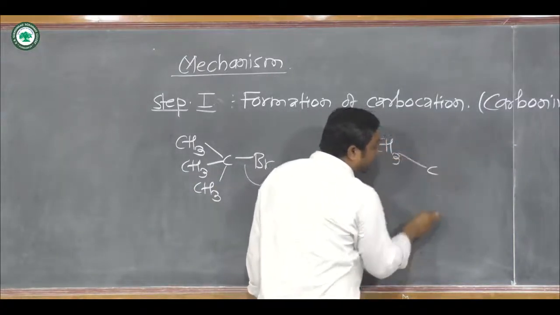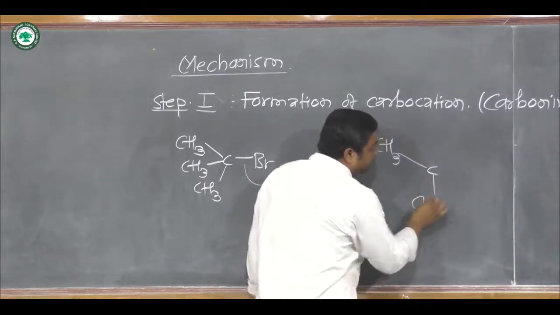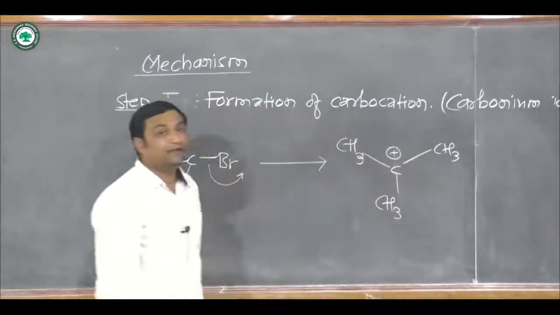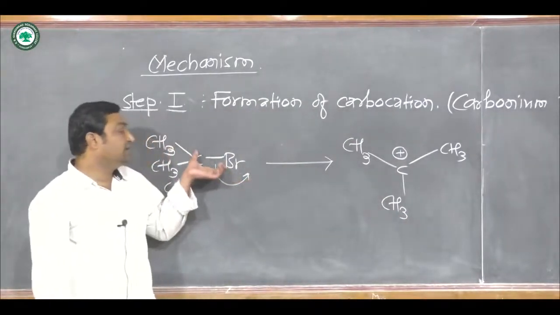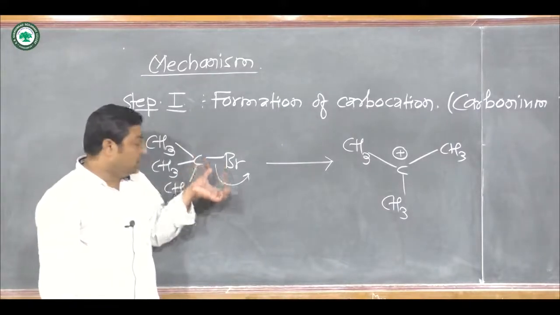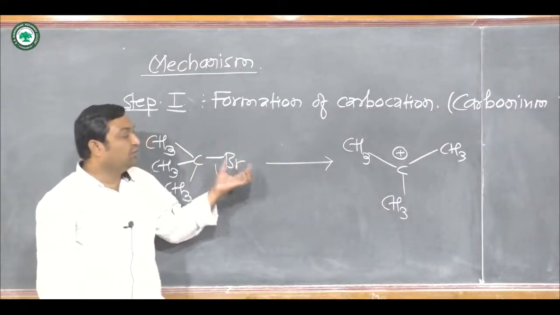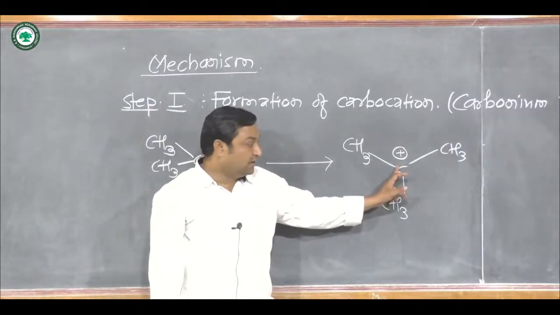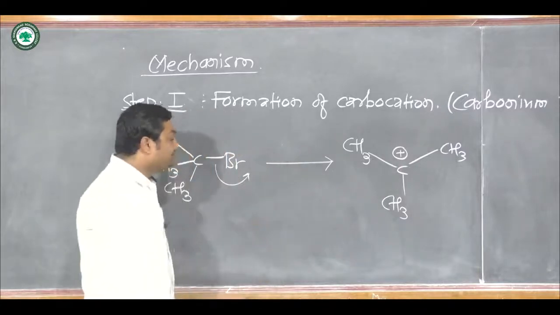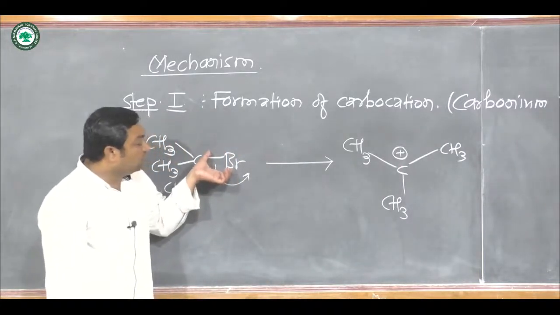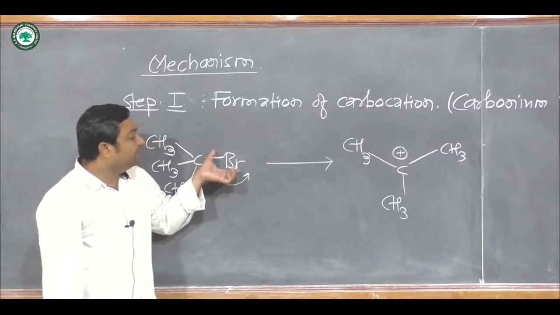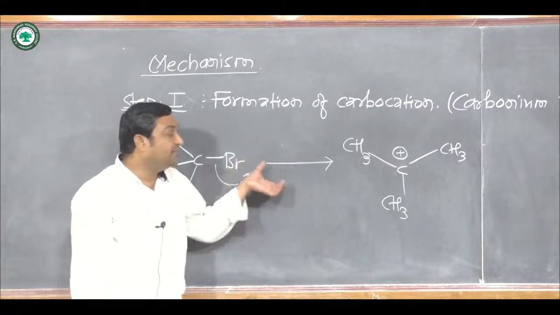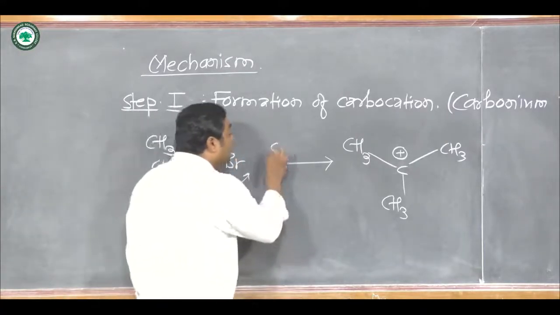this planar sp2 hybridized carbocation. This tertiary butyl bromide leaves this bromine atom to form what? This planar carbocation. As to remove this Br atom, we require high energy. That's why this first step becomes slow.